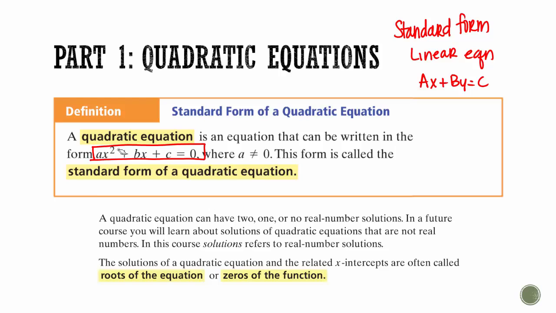So a quadratic equation can have 2, 1, or no real number solutions. In a future course, you'll learn about solutions that are not real, and those are called imaginary solutions, but that's Algebra 2 nonsense. The solutions to a quadratic equation and related x-intercepts are often called the roots or zeros of the function. So we've already talked about this earlier in the class, but remember when you hear the word x-intercept, several other things should come to mind.